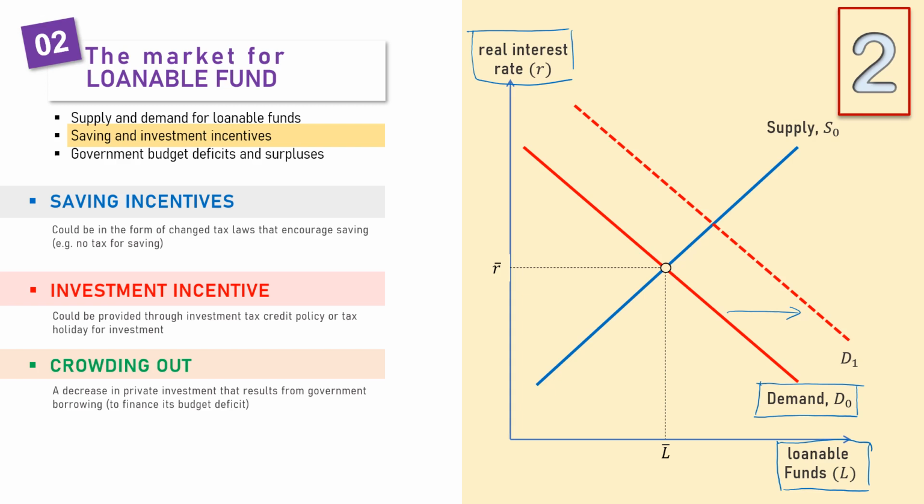And of course with the shift of the demand curve, there will be a new equilibrium position here, right? The intersection between the supply curve and the new demand curve, resulting in a higher level of real interest rate, and a higher amount of loanable funds as well.